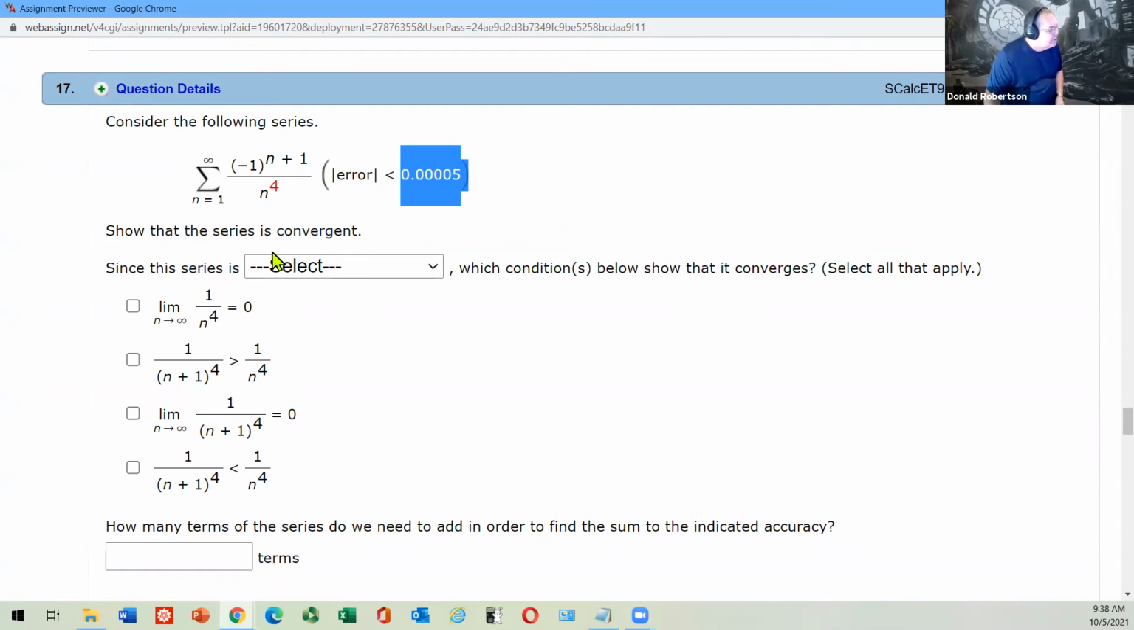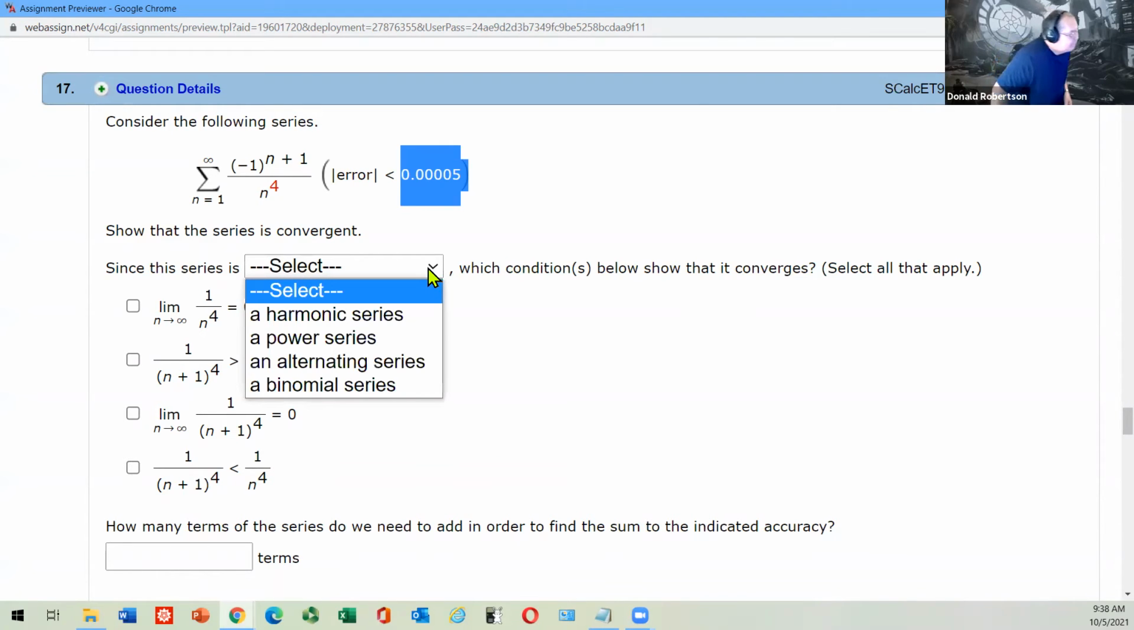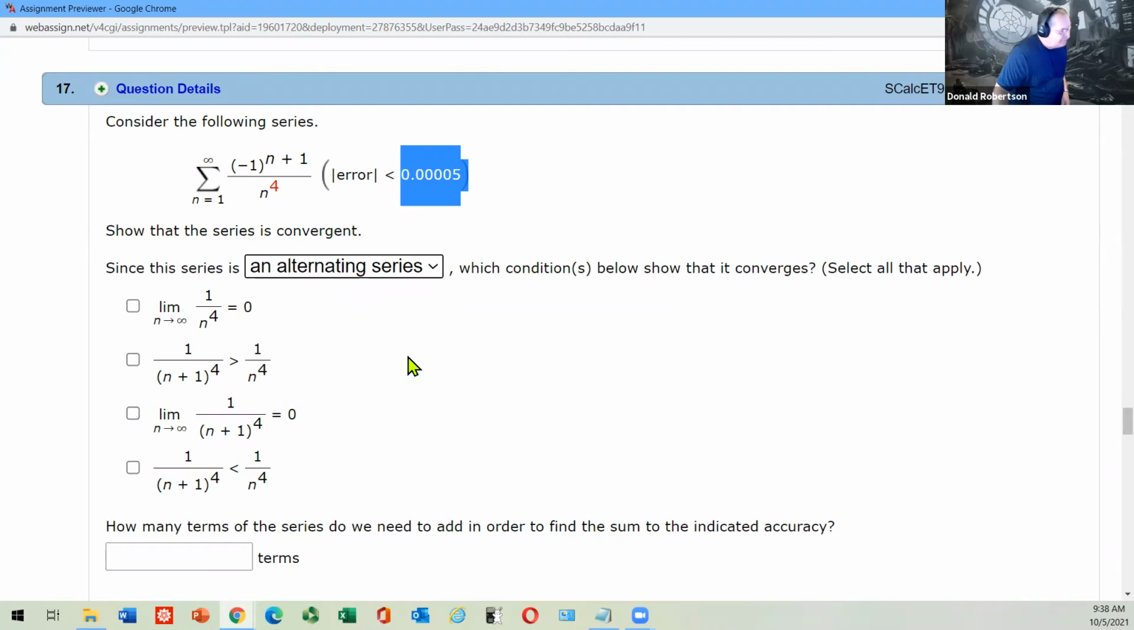Well, we know it's convergent. Since the series is an alternating series, would you agree that's an alternating series? I had to read them, right? Which conditions need to be shown? Right, if you're an alternating series, doesn't that guy have to have a limit of 0? But doesn't it also have to decrease? Now, which one of these guys is telling me that the series is decreasing?